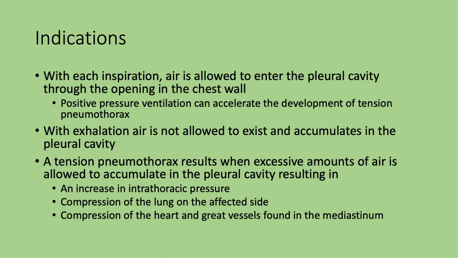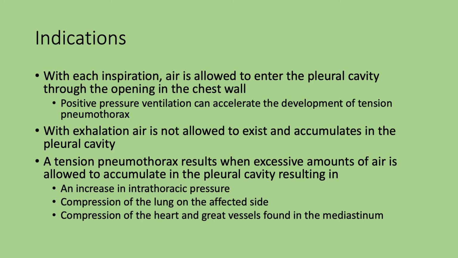So the way a tension pneumothorax forms is with each inspiration, air is allowed to enter the pleural cavity through the opening in the chest wall. If someone's on positive pressure ventilation, say they've been intubated and they're on a ventilator, this can accelerate the development of a tension pneumothorax. With each exhalation, though, air is not allowed to exit the pleural cavity, and the air accumulates within that pleural cavity. So air goes in, but no air comes out.